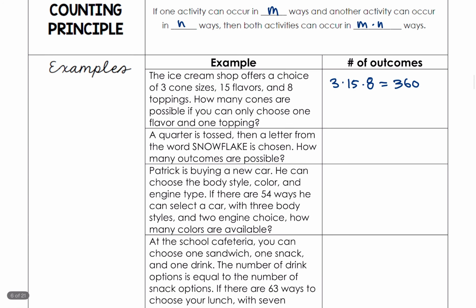So it says a quarter is tossed, then a letter from the word snowflake is chosen. How many outcomes are possible? Okay, well, if I toss a coin or a quarter, I can either get heads or I can get tails. So I have 2 different outcomes that come from it. And then if I choose a letter from snowflake, well, snowflake has 9 different letters in there. So I can choose any of the 9 letters. So 2 times 9 is going to give me my total possible outcomes, which is 18.